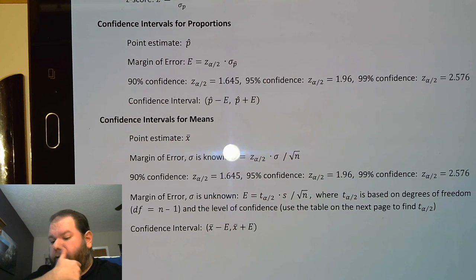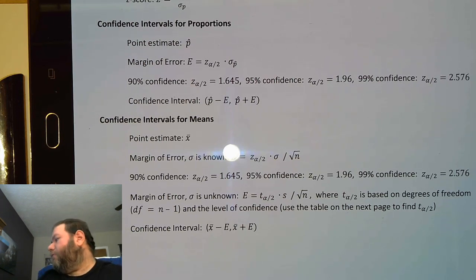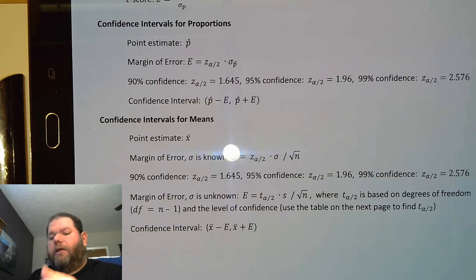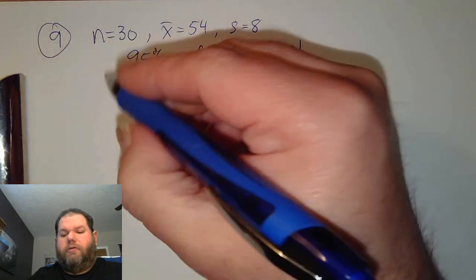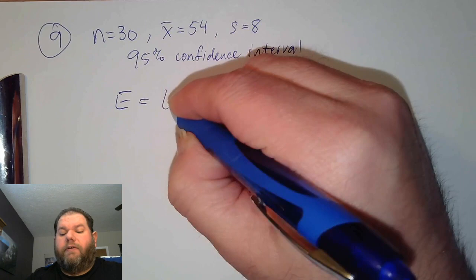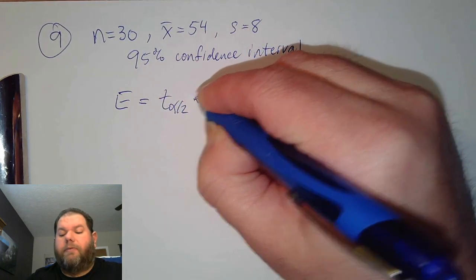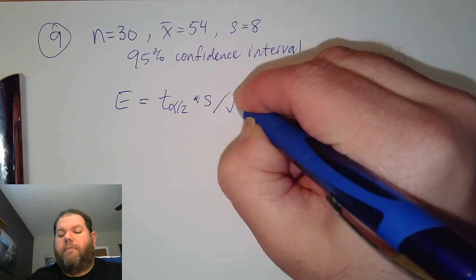No, that's good. Okay. Now the confidence interval will be found the same way, it's just we have to figure out the margin of error, which will be a little bit different here than it was in the last one. So our margin of error E is T alpha over 2 times S divided by square root of N.